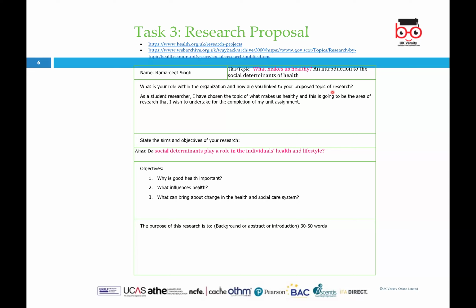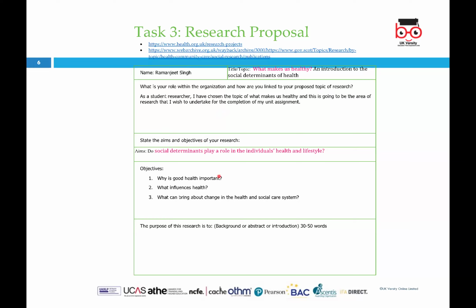As a student, there's an example given here. As a student researcher, I have chosen this topic of what makes us healthy, and this is going to be the area of research that I wish to undertake for the completion of my unit assignment. Okay. Then you need to state the aims and objectives of your research. What is your aim? You're aiming to look at social determinants. You're asking if social determinants play a role in the individual's health and lifestyle.